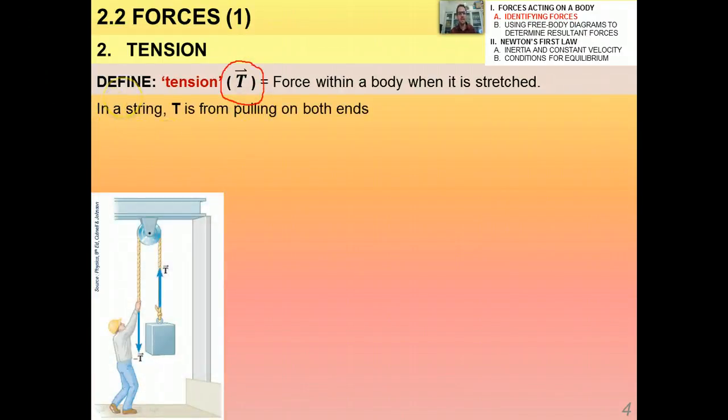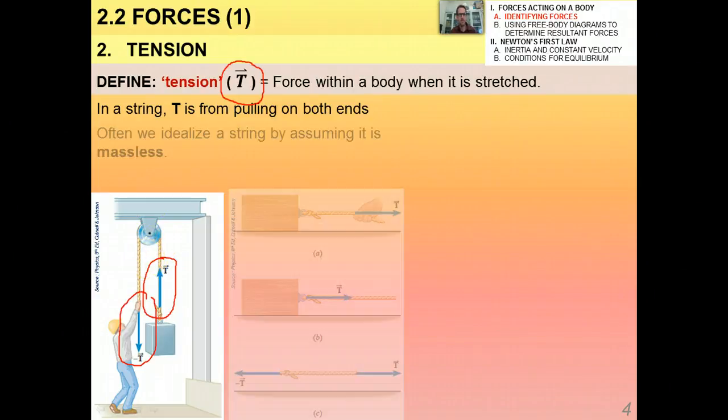So in a string, tension is from pulling on both ends. So if you pull on both ends of a rope, you get tension. In this case, look at this diagram carefully. If we define up as positive and down as negative, on this end you have a negative tension, and on this end you have a positive tension. But at every single point in the rope, there's a tension acting. It depends on what direction the rope is actually pointing.